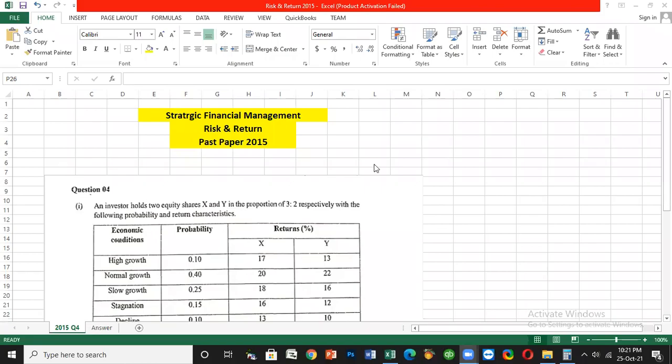Hello everyone. Today we are going to discuss the NDA fourth year Strategic Financial Management subject 2015 past paper question. On the 2015 past paper, we will discuss question number 4, a risk and return lesson related question. Let's move to the question.